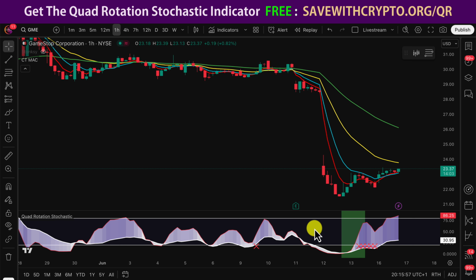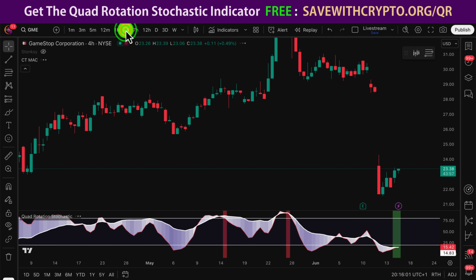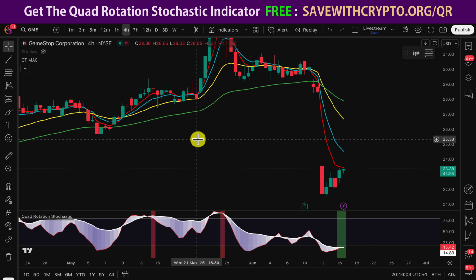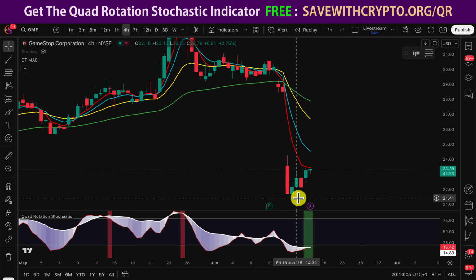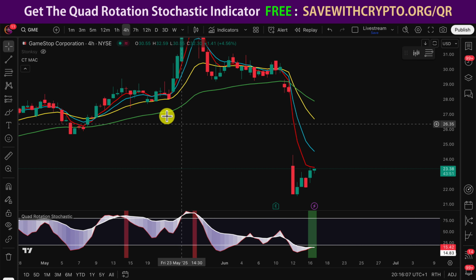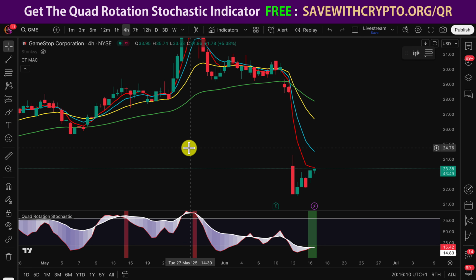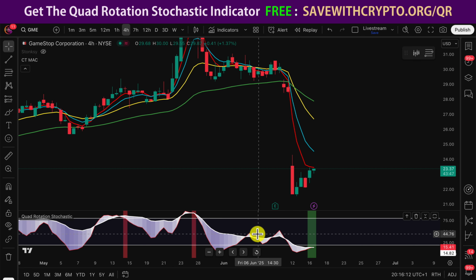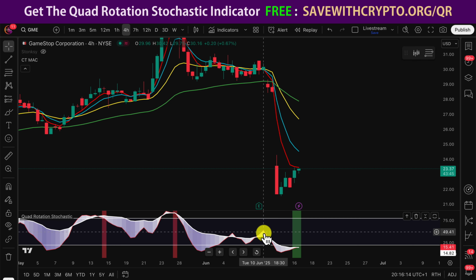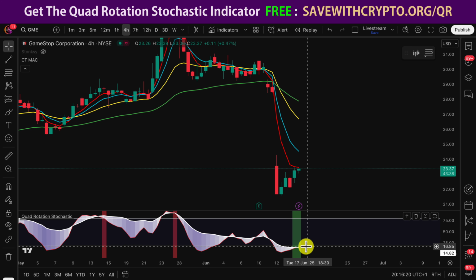And I have got some GameStop. I bought some last week after it had crashed. And I kind of felt a bit silly, really, because it crashed and didn't come back. So I did look at this on the 4-hour time frame with this indicator as well. And what I saw was this stochastic band come down here below the 20% mark, which is a good sign that you might get a reversal.